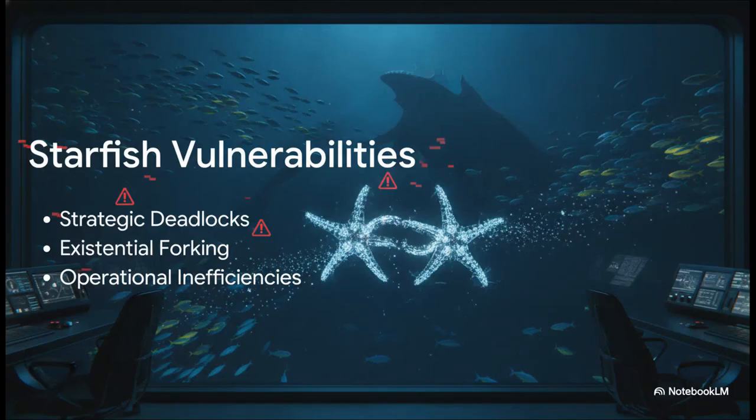These are incredibly precise vulnerabilities. Because it has absolutely no central brain to force a direction, a starfish DAO frequently falls into strategic deadlocks. We're talking an absolute inability to move or decide. On top of that, its self-replication feature often manifests as forking, where the network aggressively splits, dividing resources and totally diluting the mission. And broadly speaking, it just suffers from massive operational inefficiencies. Slow consensus means it simply cannot react fast enough to rapid market shifts.